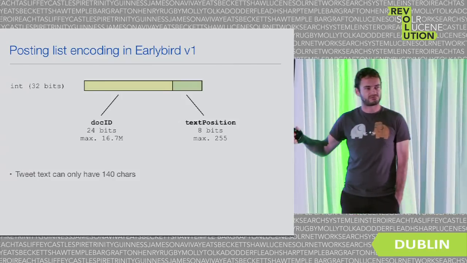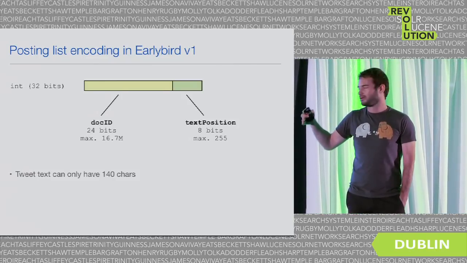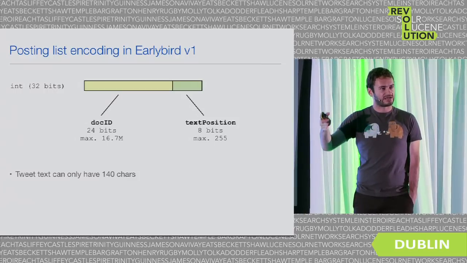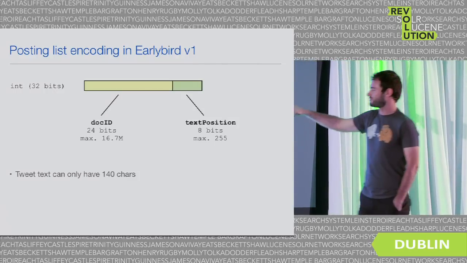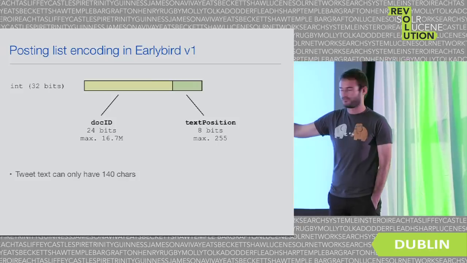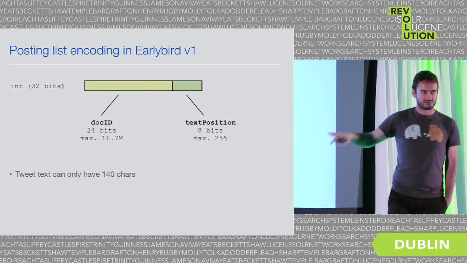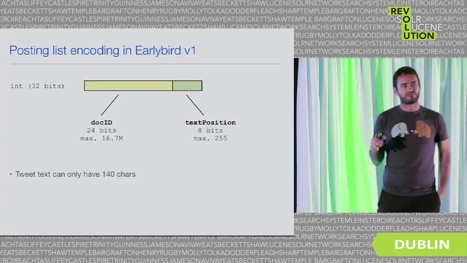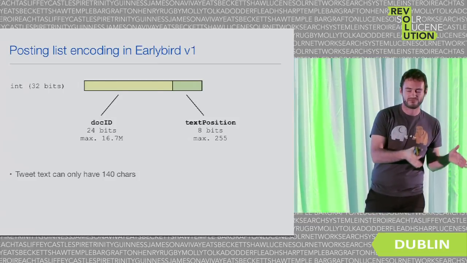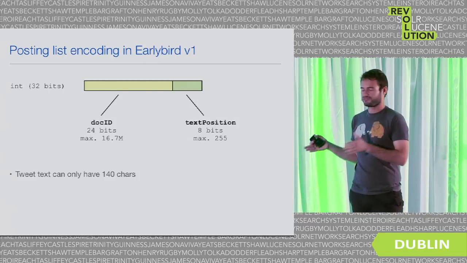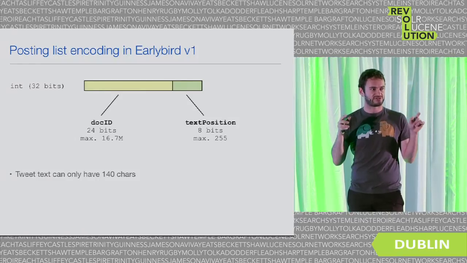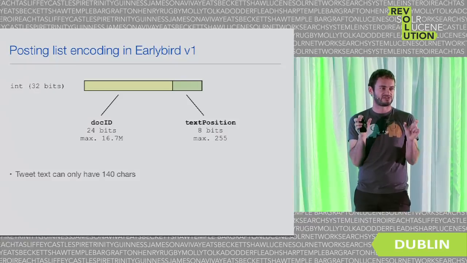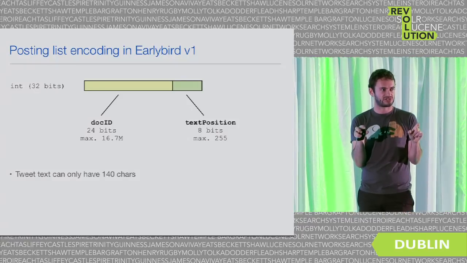That's also where the maximum segment size that I mentioned earlier comes from, where I said every segment can only have 16.7 million documents. That's because of this limitation that we only use 24 bits for the doc ID. That leaves us 8 bits, and in these 8 bits we store the position of a term within a document. We need to store the position because of, for example, phrase queries. If you search for San Francisco in quotes, we need to know that San and Francisco are next to each other.